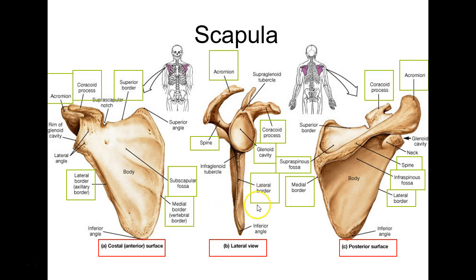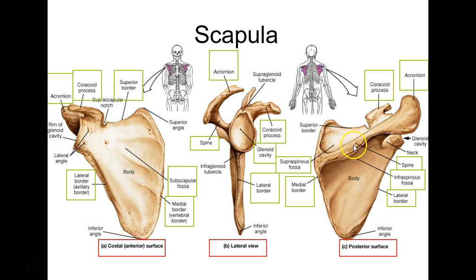There's your lateral border again. Now you're looking at the back of the scapula. There's the acromion, there's a coracoid. That's a pretty good view of them there. This is called the spine of the scapula. Remember, a spine doesn't always look like a spine. You've got to kind of use your imagination with some of these terms.